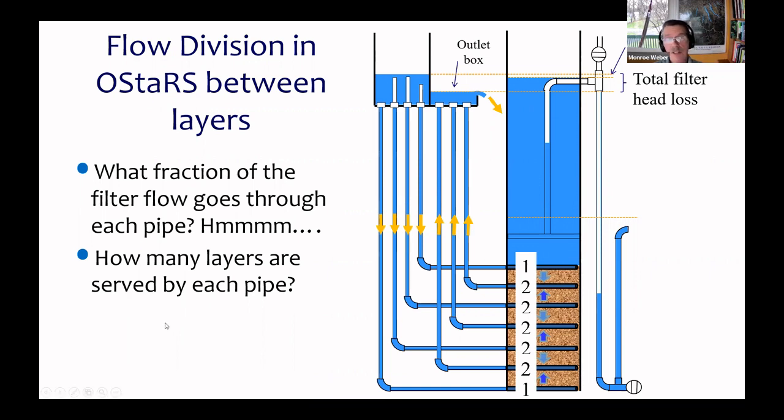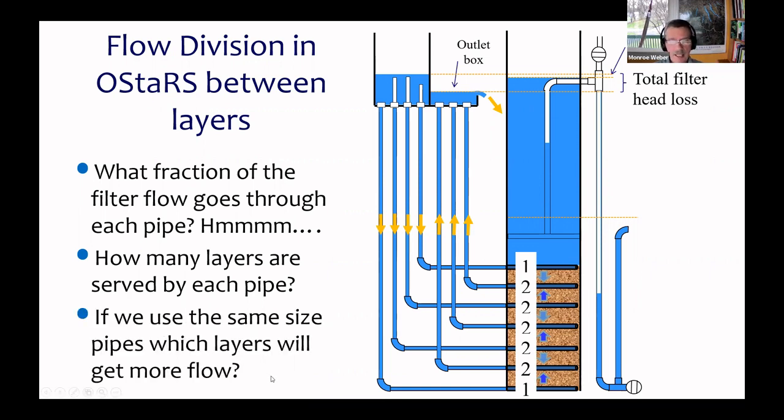And that in itself causes us a problem, because if we use the same size pipes for all of these inlets and outlets, which layers will tend to get the most flow? Well, there's got to be some head loss in the piping system. And so if we have twice as much flow going, or we'd like twice as much flow to be going through the middle pipes compared with the outer pipes, the outer layers are going to end up getting a little bit more water than what we had hoped.